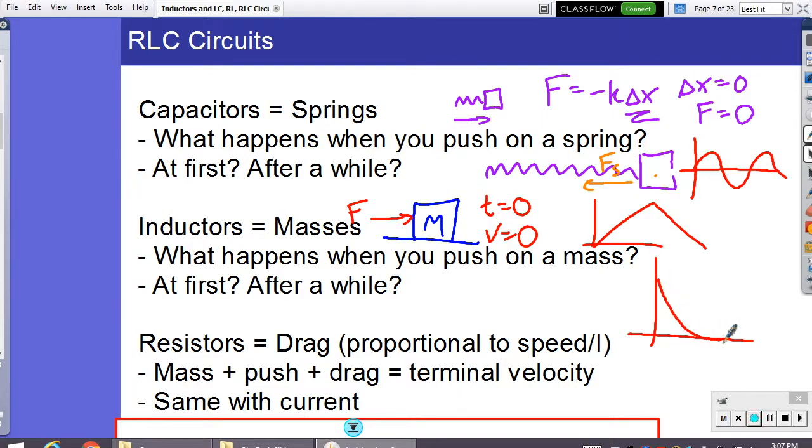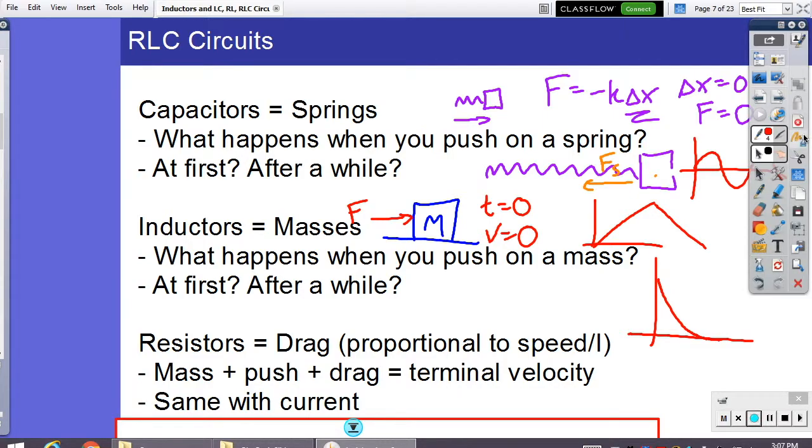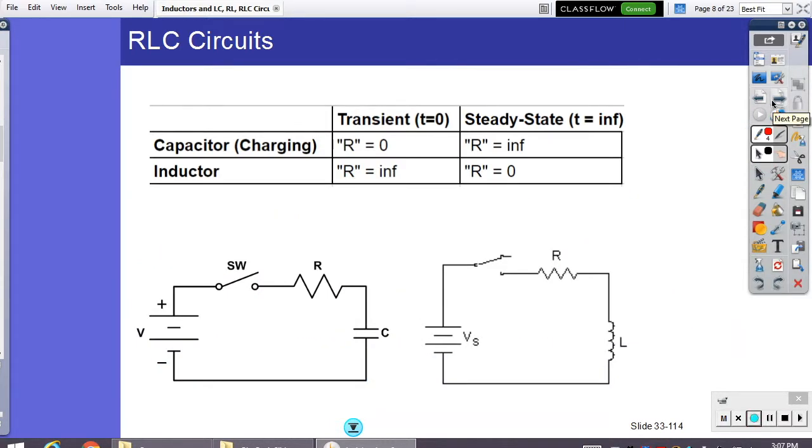It's not going to bounce back and forth. All right. So you don't necessarily need that perspective, but it is helpful.